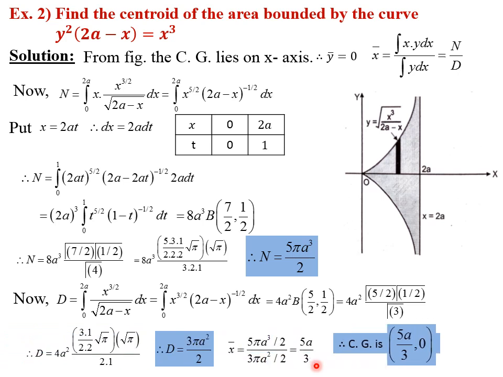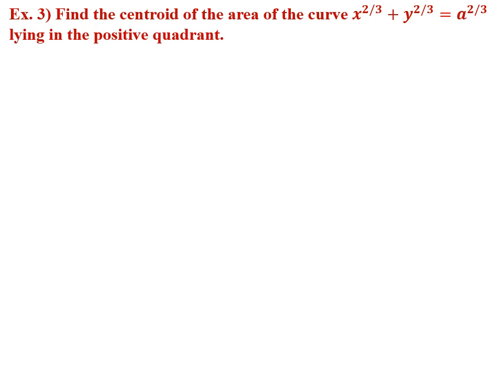So let us put them together to define the center of gravity for the shaded region, and it is nothing but 5a by 3 comma 0. So this is the example based on Cartesian form. Now let us see the third example based on parametric curve.